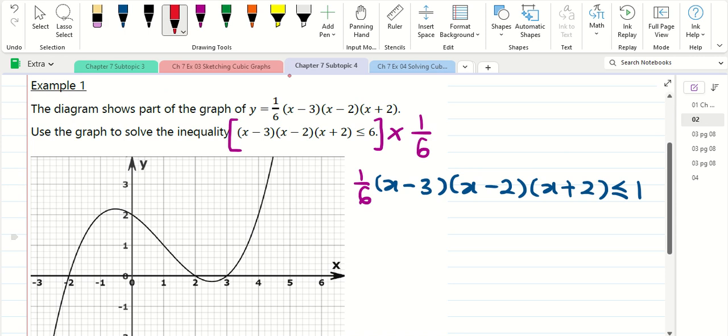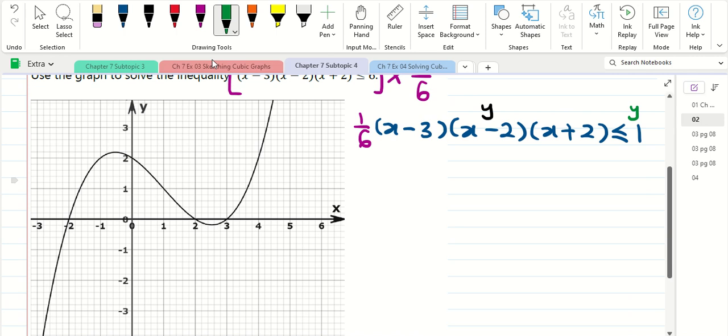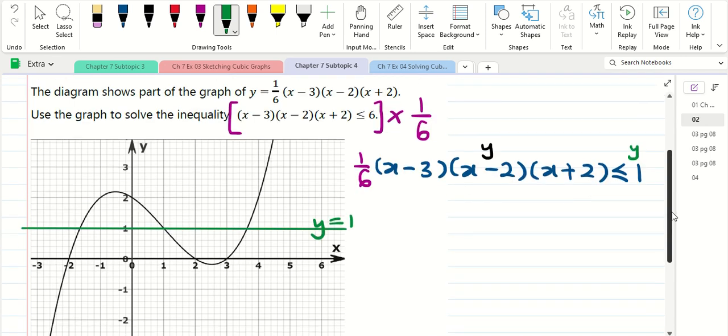Because the graph itself is this one on the left side of the inequality, the line that you will draw is y equals 1. So let's draw y equals 1. It is going to be a horizontal line that will pass through 1 on the y-axis. So this is y equals 1. Now let's figure out the solution.